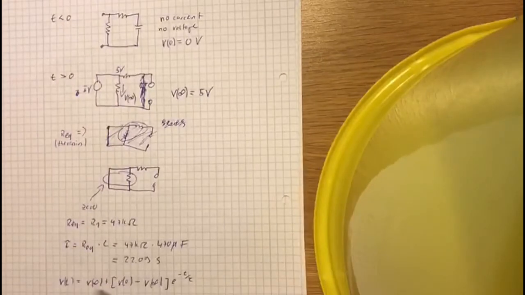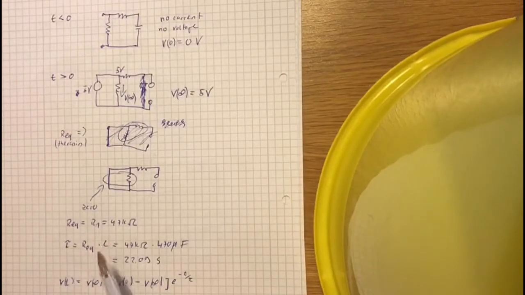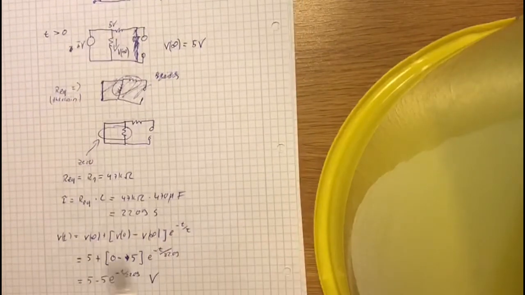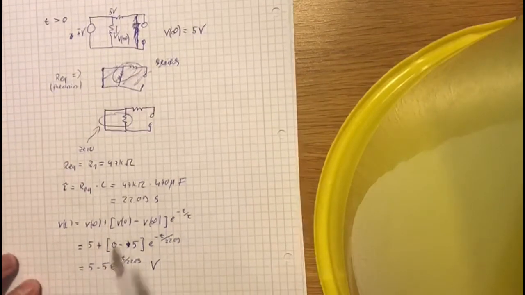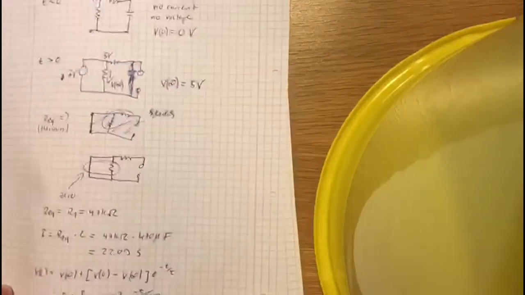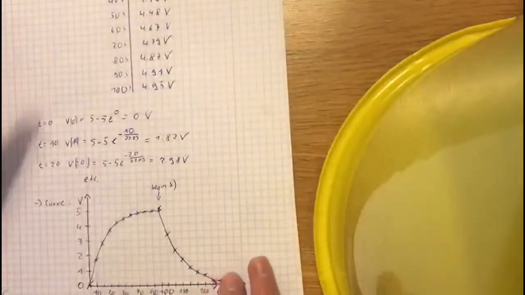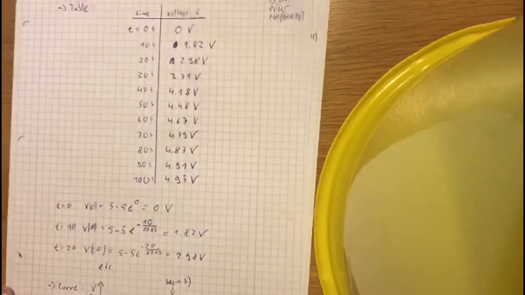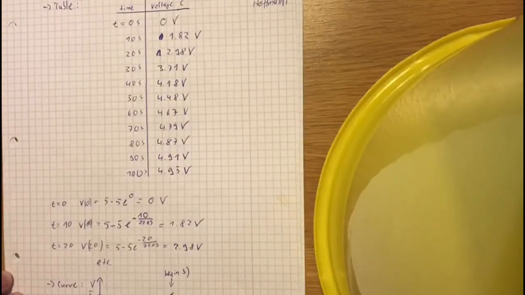So if we compute R equal, which I've done here, we can compute tau, which is then 22.09 seconds. And if we insert these values in this formula, which we use because of the type of the circuit, we get this equation which describes this current circuit. So with this equation we can compute the voltages at different times. This I have done here.